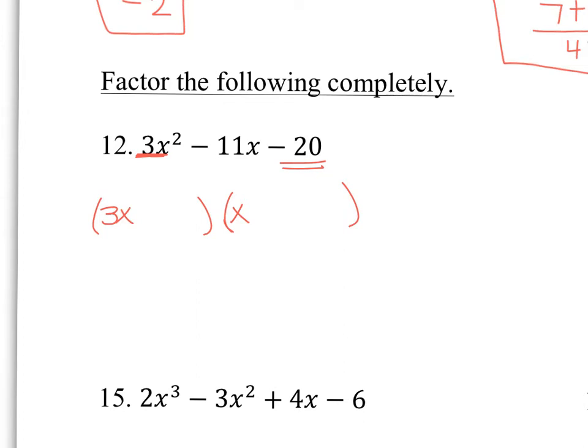So I'm going to try 5 and 4. I'm going to put 5 here and I'm going to put 4 here, and I'm going to multiply my double rainbow. I get 12 and 5, because 3 times 4 is 12 and 5 times 1 is just 5. So 12 and 5, that doesn't make 11.